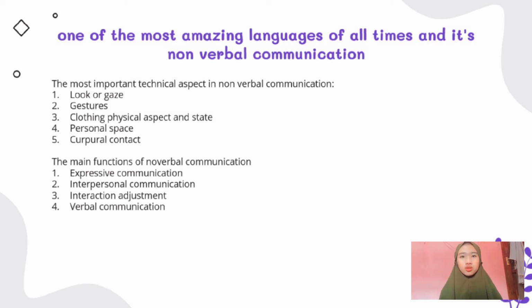Two is interpersonal communication. Interpersonal communication shows hostility, friendship and your affection. For example, holding hands, hugging friends all the time for random reasons. Three is interaction adjustment.